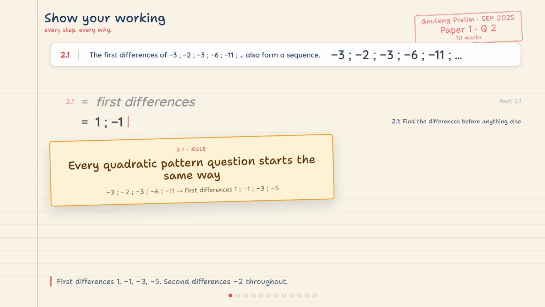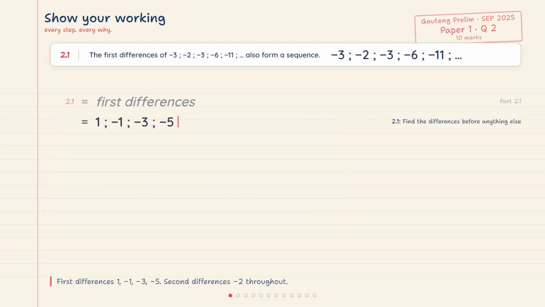Whatever a quadratic pattern question asks, write the differences underneath first. Minus 2 minus minus 3 is 1. Minus 3 minus minus 2 is minus 1. Minus 6 minus minus 3 is minus 3. Minus 11 minus minus 6 is minus 5. So the first differences are 1, minus 1, minus 3, minus 5. And taking differences again gives minus 2 every time, which is what makes the original pattern quadratic.